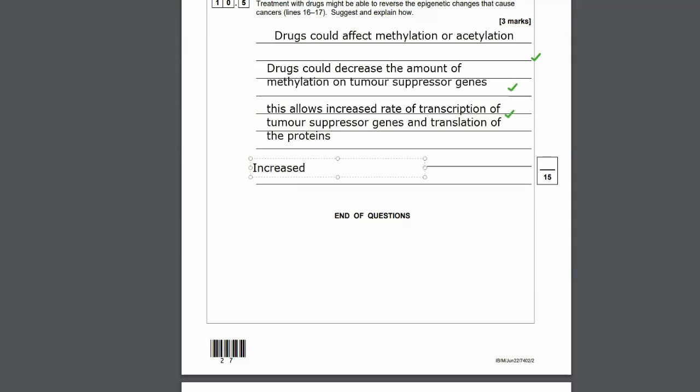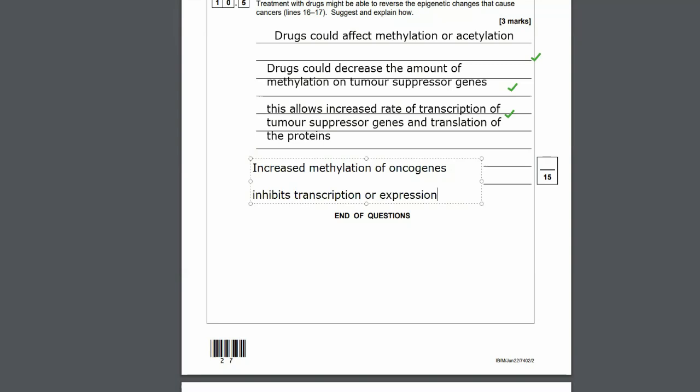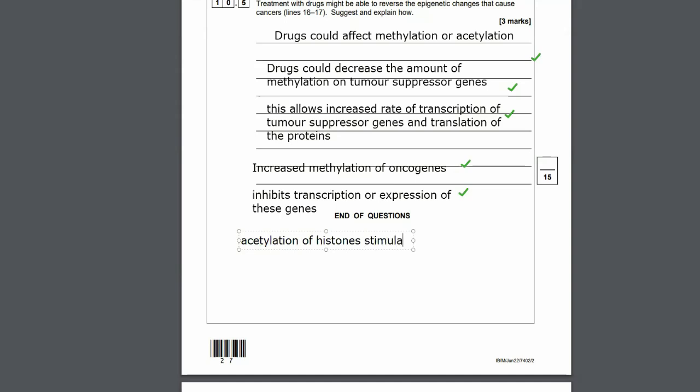And there are some alternative answers as well. So if we increased methylation of oncogenes, then the opposite is going to happen: it's going to inhibit transcription. So increasing the methylation will inhibit the transcription or expression of these genes that can lead to a tumor. So you've got both answers here. You can either decrease methylation, and there's one mechanism where that can stop tumors, or you could increase methylation, and there's one mechanism where that could stop tumors.